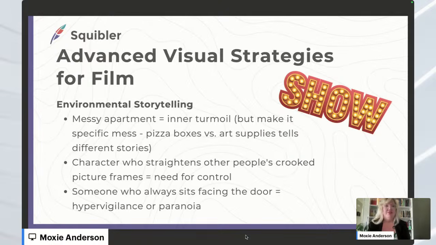With advanced visual strategies as well, you can consider the environment and the setting that you're creating here. So if a character is in a messy apartment, this could be a reflection of their inner turmoil, but it should be a specific mess, like pizza boxes versus art supplies, because those are going to tell two different stories. You might have a character who straightens people's crooked picture frames, as we had in the earlier example with Detective Martinez. There's a need for control. You could have people who sit facing a door. These are hypervigilant or paranoid people as well. So consider your environment and where those characters are going to fit in with that environment.